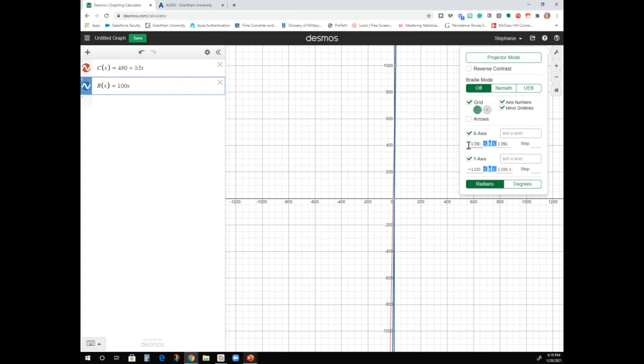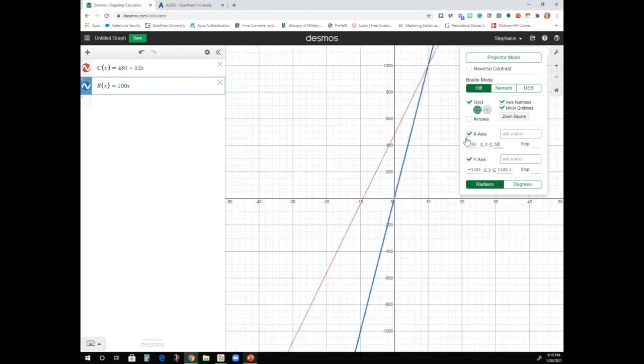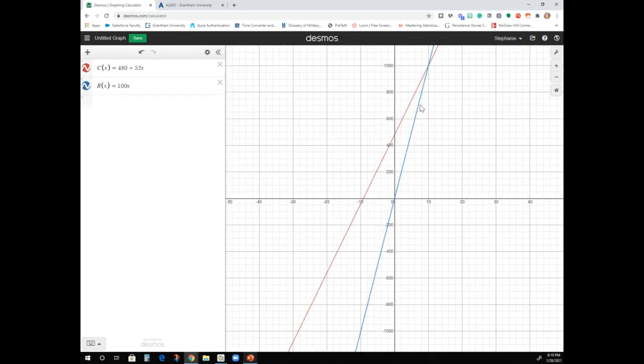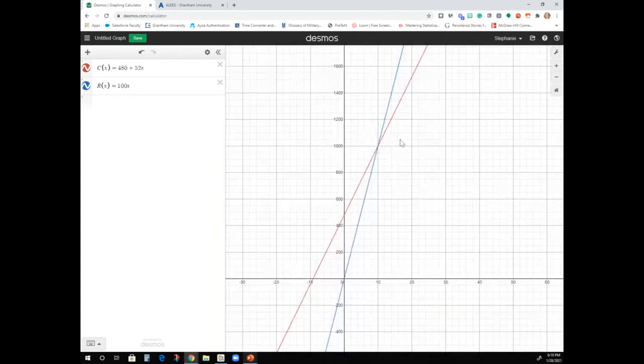So I'm going to just type that in, negative 50 and 50. Okay. And so you can see now by adjusting that, we can see where they intersect, and then you can click and drag so that you can center at that point. So this is the intersection point, and when you're doing it graphically, you're basically reading the graph and then reading what that ordered pair is. So it looks to me that it's 10, 1000 based off of our ordered pairs here.